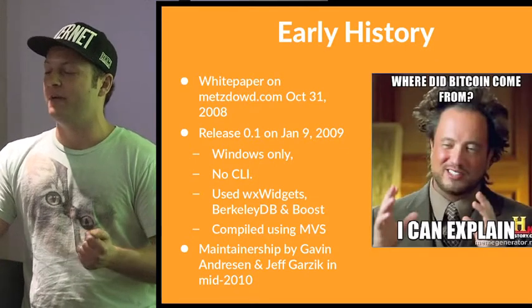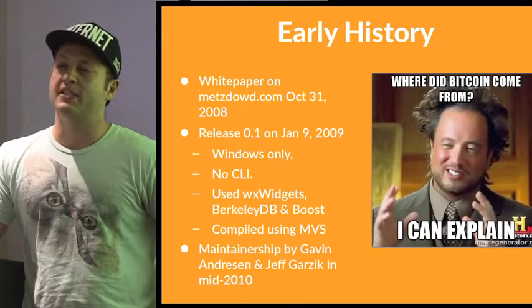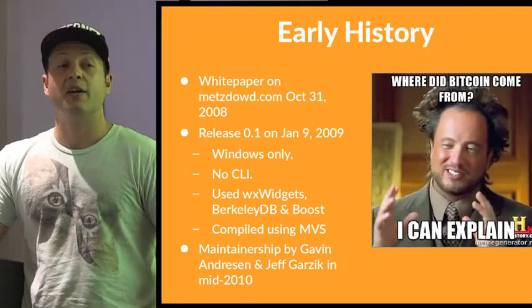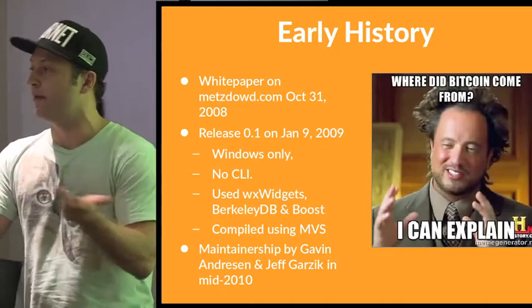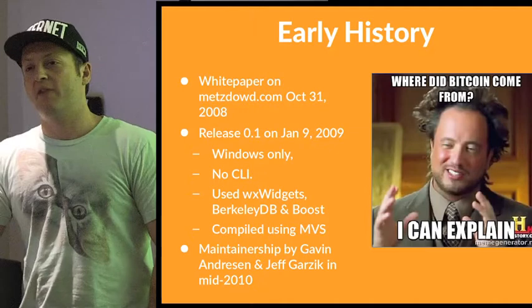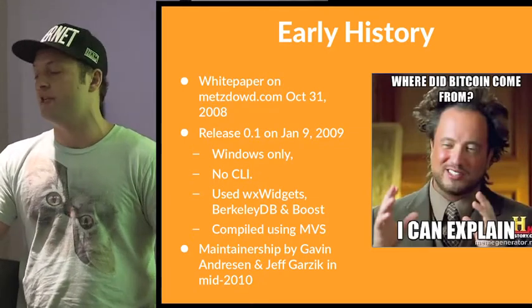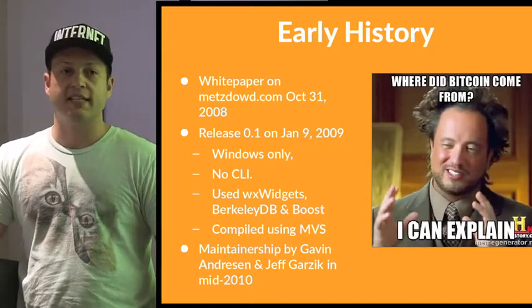The white paper was published on October 31st, Halloween of 2008. It was published by Satoshi on a security and cryptography mailing list that I hadn't heard of. It may be very popular for all I know. You guys might know better than I. But it was jeered at, it was laughed at, like every other digital currency that had ever been proposed before. But nonetheless, Satoshi released version 0.1 a couple months later.